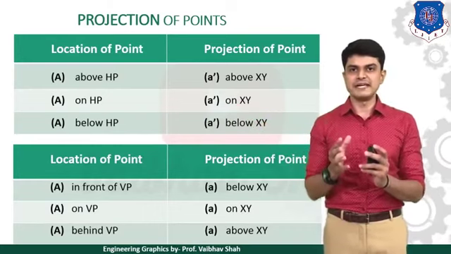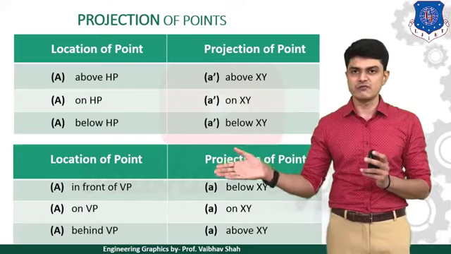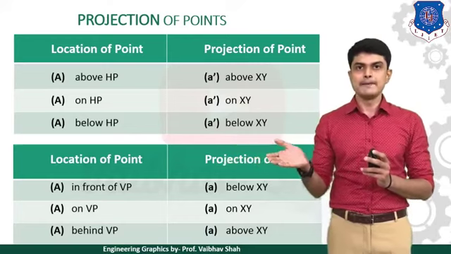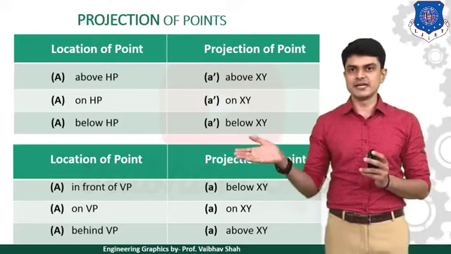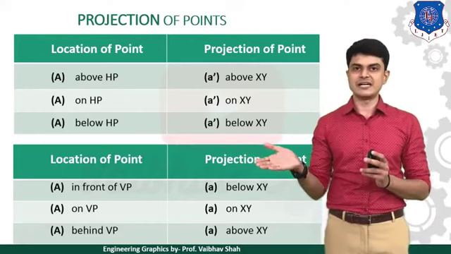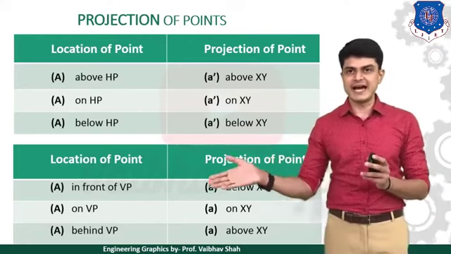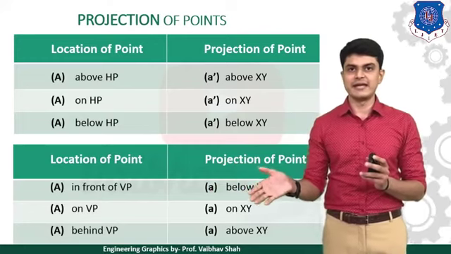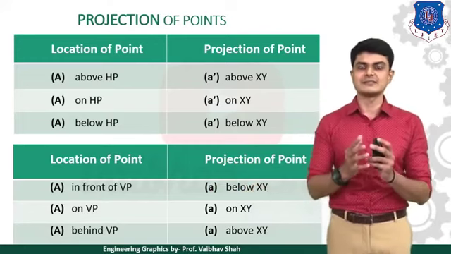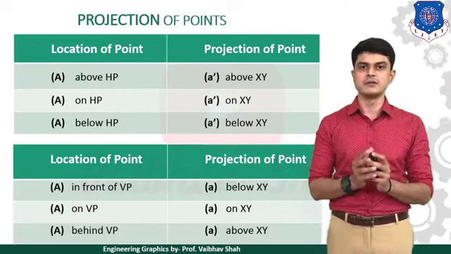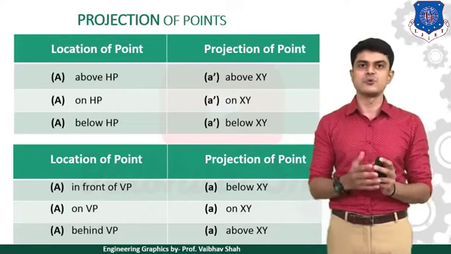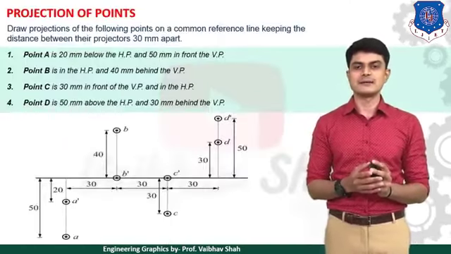And for the VP table, if your point A is in front of VP, your answer would be point A below the XY line. If it is given that point A is on VP, then your answer would be on the XY line. And if your point is behind VP, then your answer would be point A above the XY line. So these are the answers, and you need to remember this table. If you know this table, then let us move ahead and solve the next example.